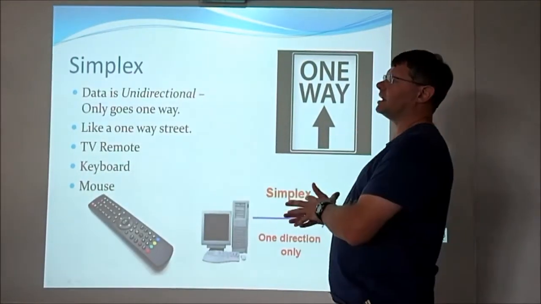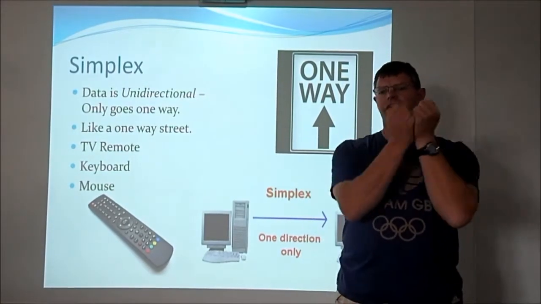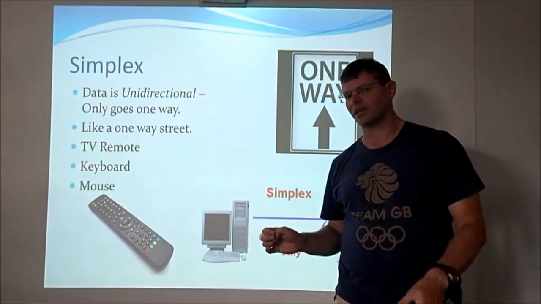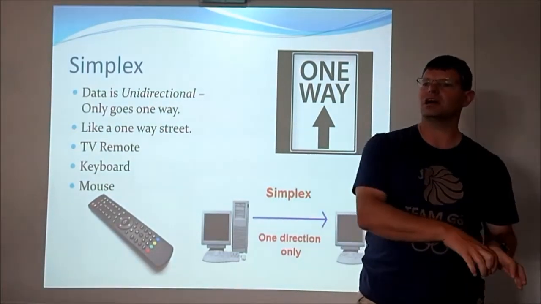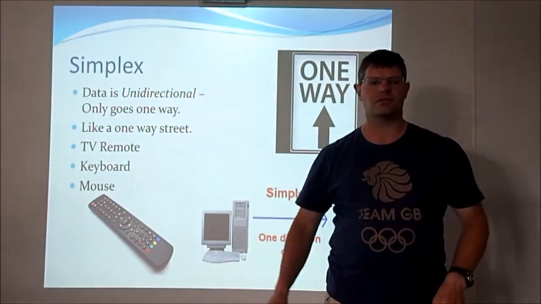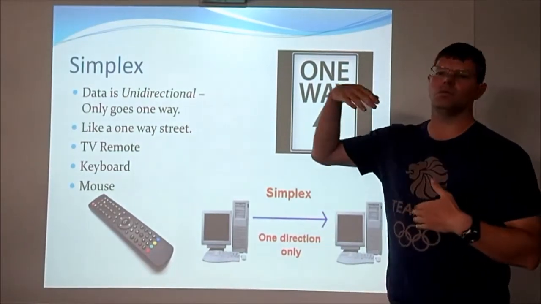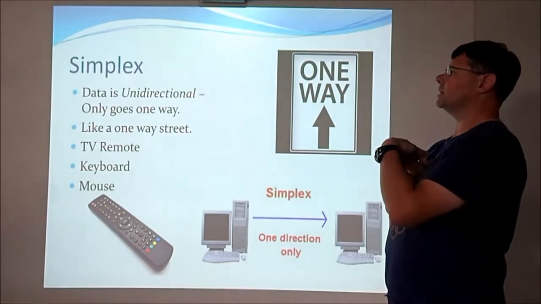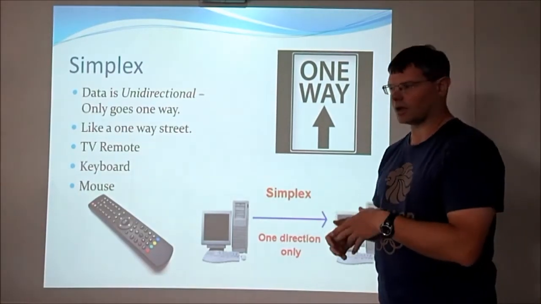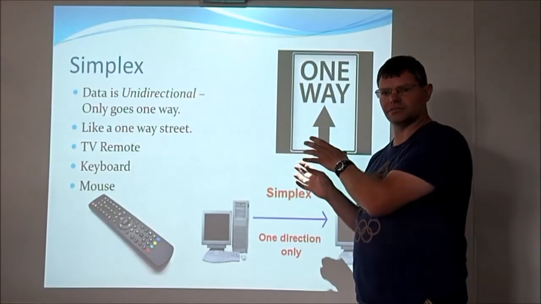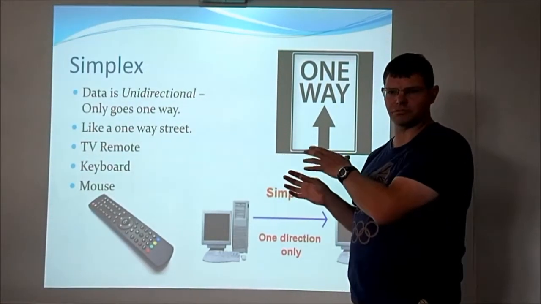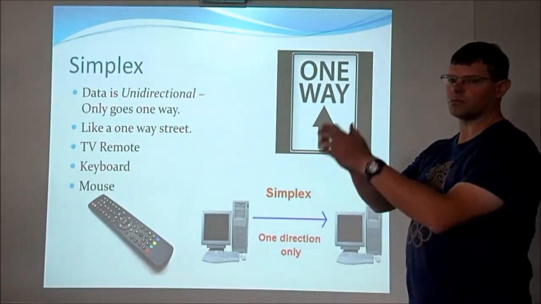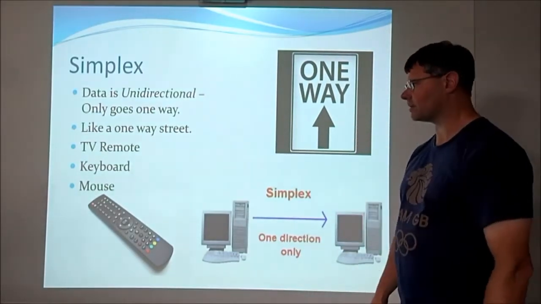So, simplex. This is when you transfer some information down a cable or from one computer to another, not necessarily down a cable, but it can only go one way. So, one thing sends it, one thing receives it, can't come back the other way. So, it's a little bit like a one-way street. I'm going to use some street analogies for these simplex, duplex, and half duplex ones. A simplex is like a one-way street. You can only go down it one way. You can't come back the other way.